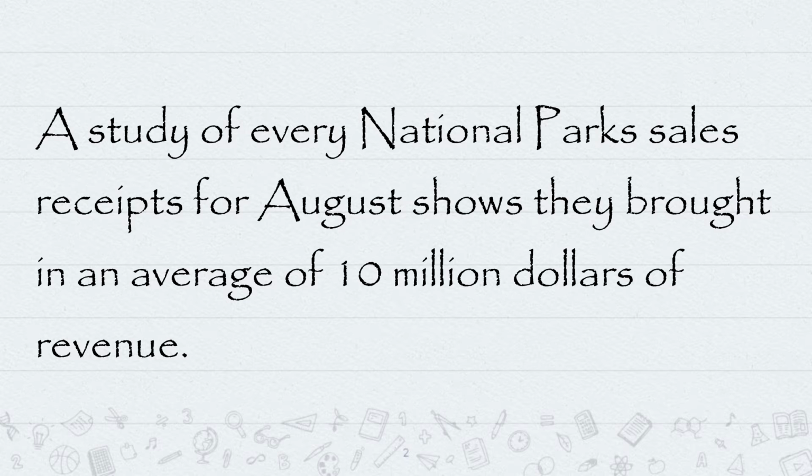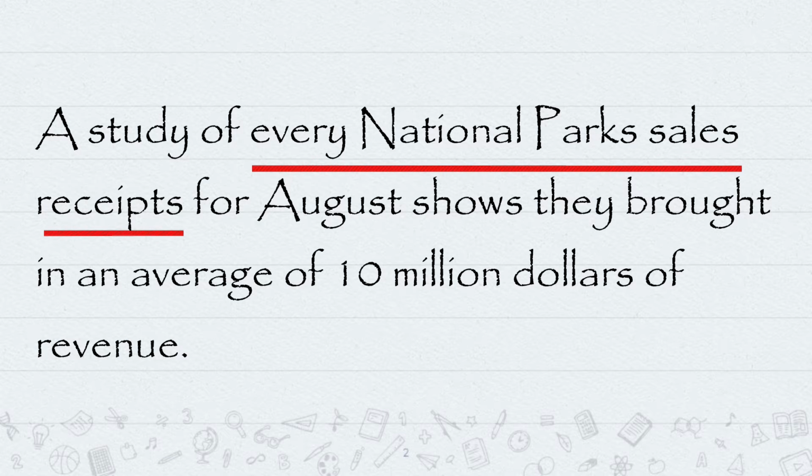Starting with the first example, it says a study of every national park's sales receipts for August shows they brought in an average of $10 million of revenue. So, when I read this, I see this phrase: every national park sales receipts. The phrase every means I've looked at every single member of the population. So I'm going to say that this average that they calculated is a parameter.